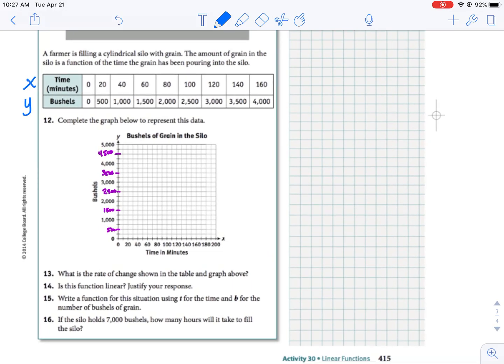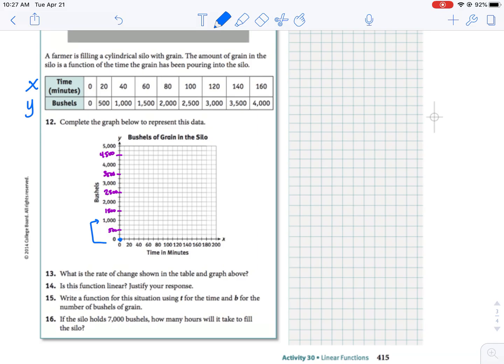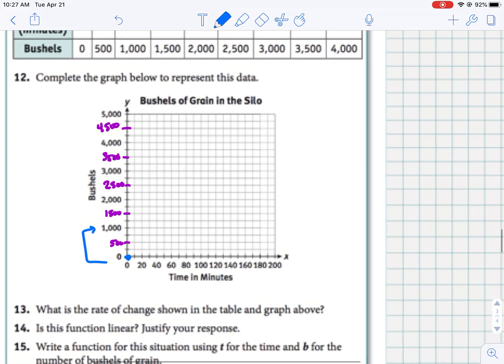So all we have to do is put those points on the graph. I had already put in the 500, the 1,000, etc. on there. So between 0 and 1,000 would be 500, right in the middle. So I've got 0, 0. I'm going to zoom in a little bit.